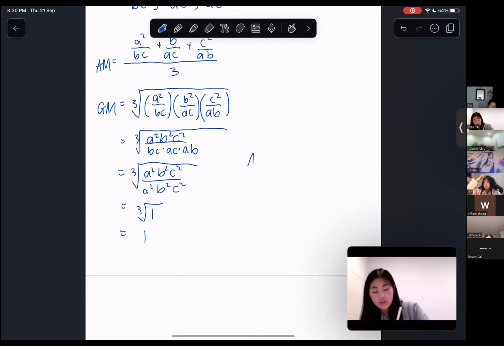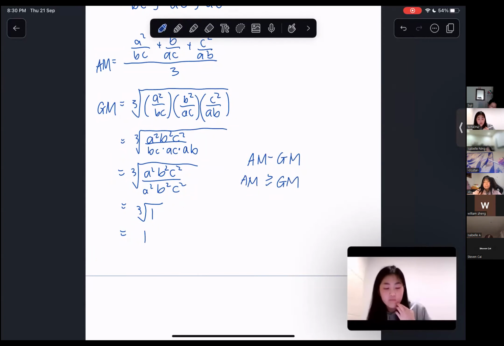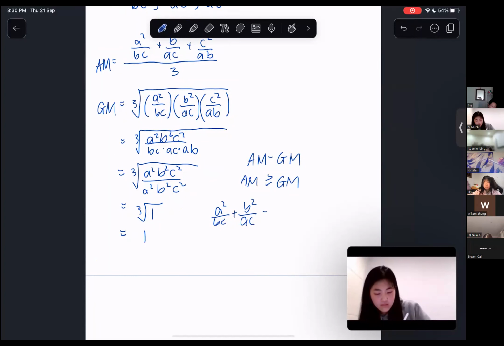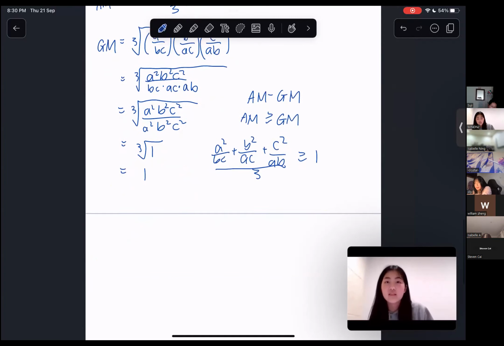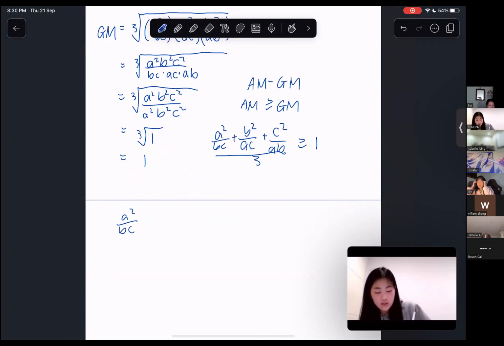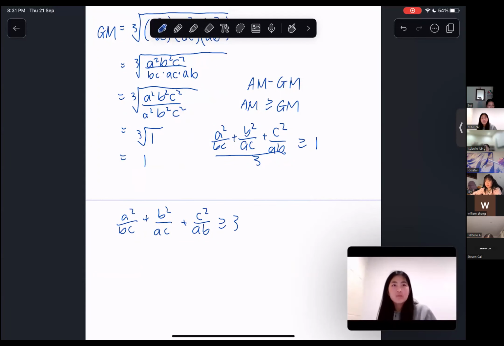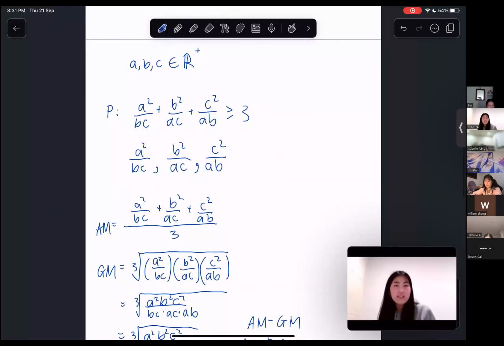And by our AM-GM inequality, we know that AM is greater or equal to GM, right? So that would mean AB plus BC, like this part over 3, should be greater or equal to 1, right? And then we just times both sides by 3, and we get our equation. Right? And that's all. That's basically how we'd solve it.